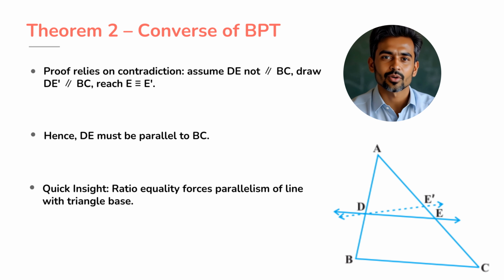Now let's see how the proof works. We use contradiction. Suppose line DE is not parallel to side BC. Then we can draw another line, say DE dash, parallel to BC, meeting side AC at a new point E dash. By the basic proportionality theorem itself, this new line would give us the ratio AD divided by DB equals AE dash divided by E dash C.